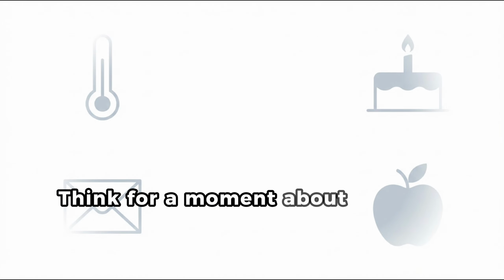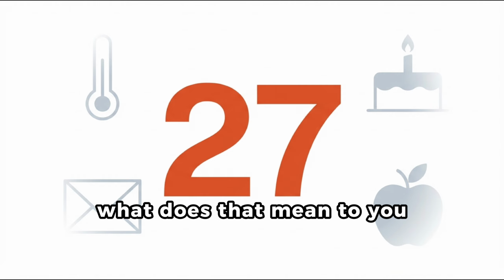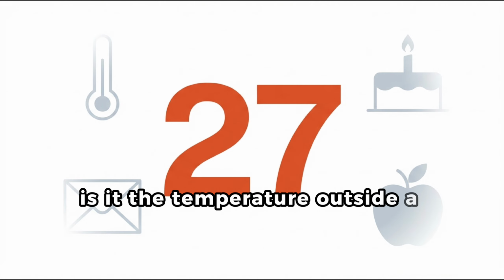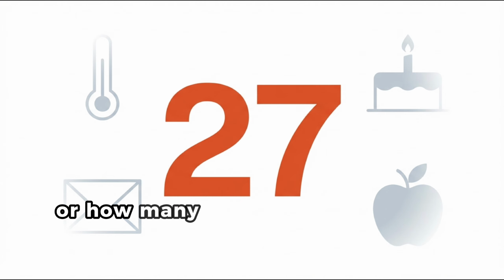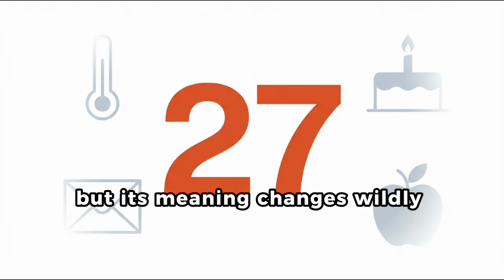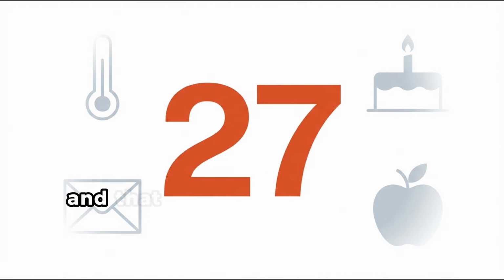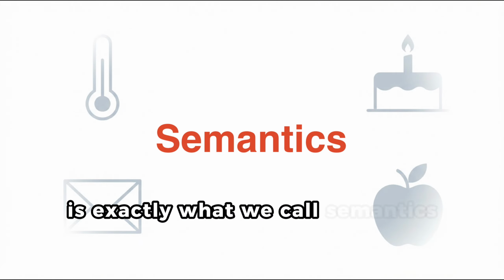Think for a moment about a single number, 27. What does that mean to you? Is it the temperature outside, a person's age, the number of unread emails in your inbox, or how many apples are in a basket? The bare symbol, 27, is the same in all those cases, but its meaning changes wildly depending on context. And that difference between raw symbols and their meaning is exactly what we call semantics.